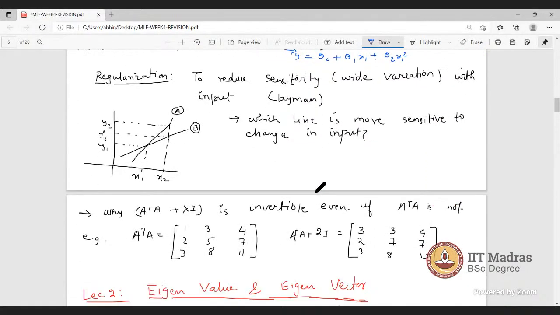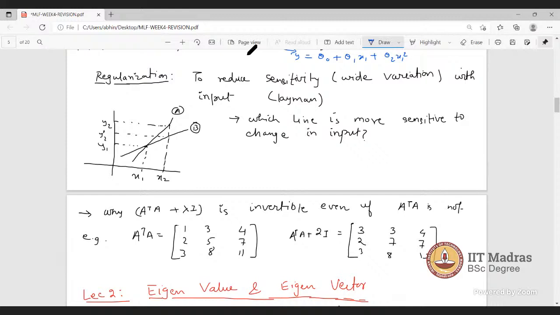Now, next thing is regularization. So in layman's terms, what is regularization? It is nothing but to reduce sensitivity, or the wide variation of output with respect to the input. So suppose we have two lines like this, A and B. And now suppose my input changes from X1 to X2. Can you tell me which line is more sensitive to change in input? Line A. Line A, right?